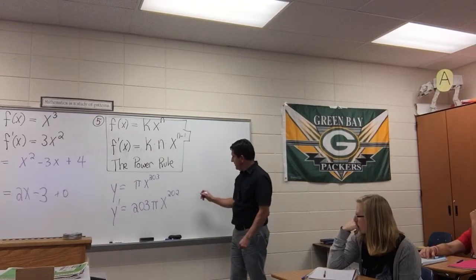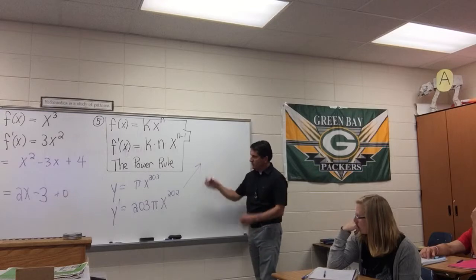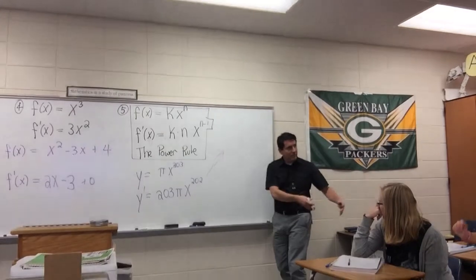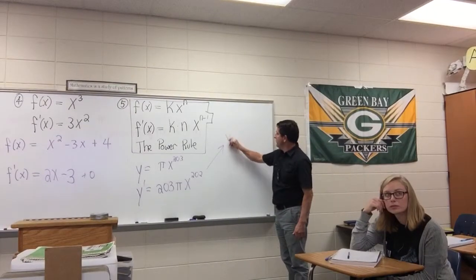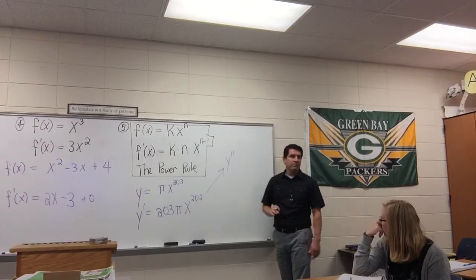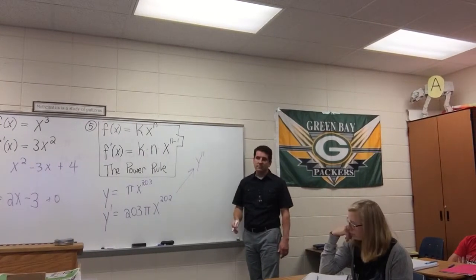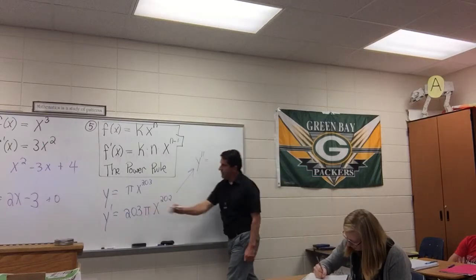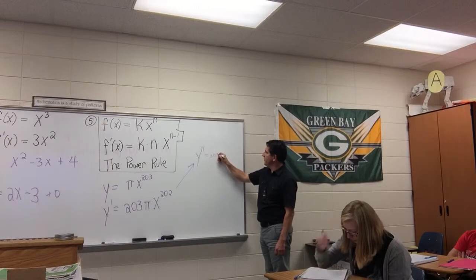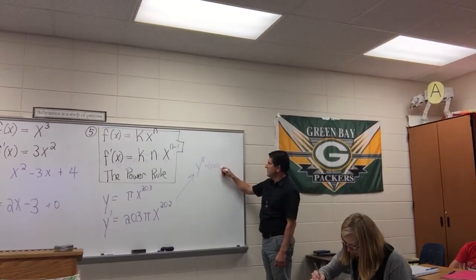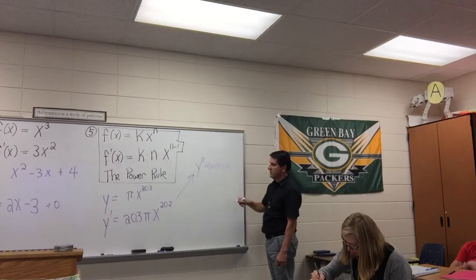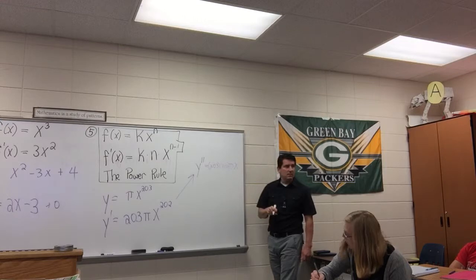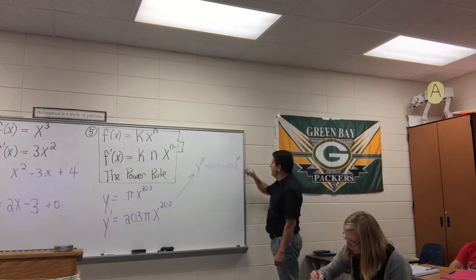If I wanted to do the second derivative of this, which we can, since we can find the derivative of any function, that means you can find the derivative of the derivative. And the way you do it is you say double prime. It's a prime of the prime. So the second derivative of this one would be 203 times 202 times pi times x to the 201.